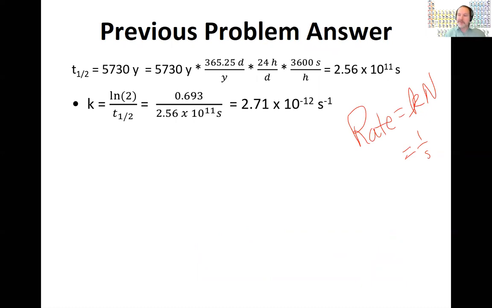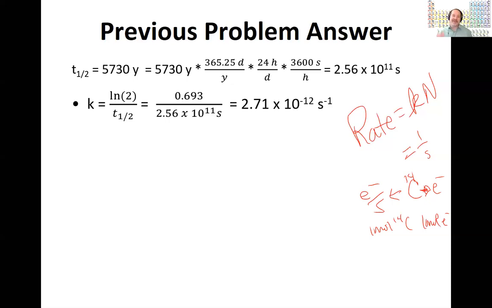The other part was how many disintegrations per second, electrons emitted per second. If we're trying to figure out how many electrons are emitted per second, this is going to be related to how many carbon atoms I have, because each carbon-14 atom is going to emit an electron. I should put an arrow in here, so that we have a disintegration for each one of those. If there's 1 mole of carbon-14, we had 1 mole of electrons. So we need to figure out how many moles of carbon-14 there are.